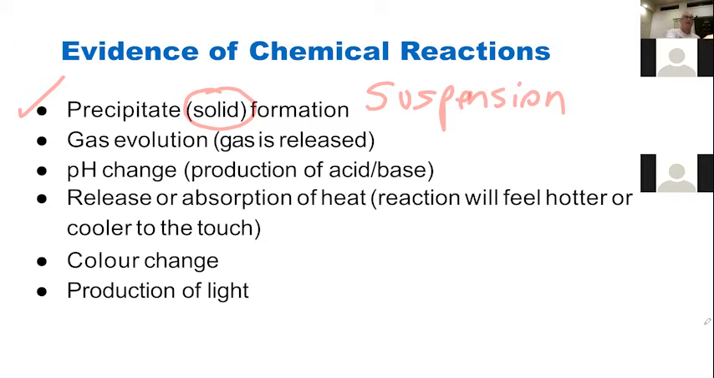So that's the first thing we would look for. The next is the evolution of gas. If you've got bubbles forming, that's generally a giveaway that some new gas is being formed. We did a titration reaction where we saw a change in pH, because the production of an acid or a base will change the pH of a solution, and we can see that. That is also related to color change.